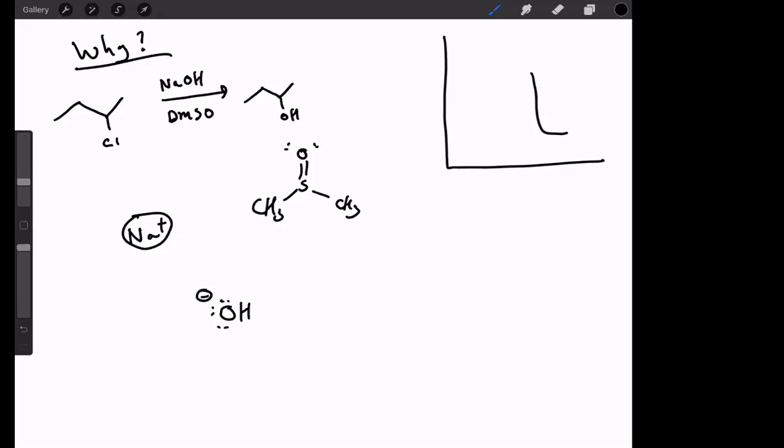Well, let's think about the different pieces of this. The oxygen has some lone pairs of electrons. It's more electronegative than sulfur. And so sulfur is partially positively charged and the oxygen is partially negatively charged.